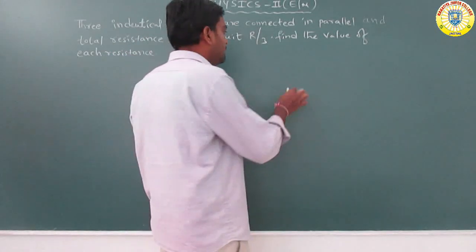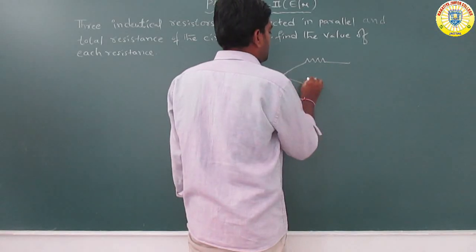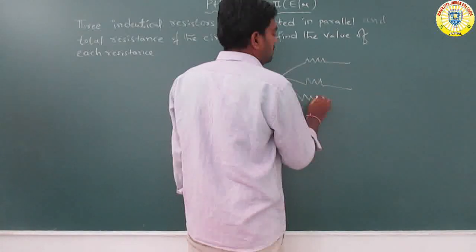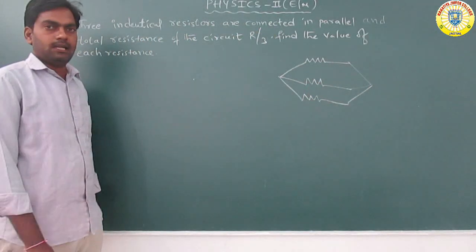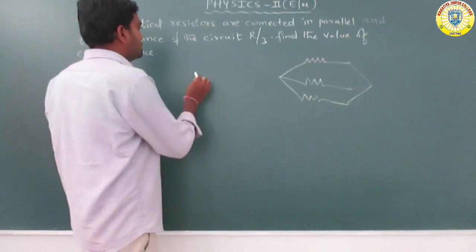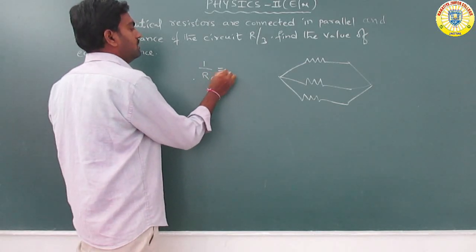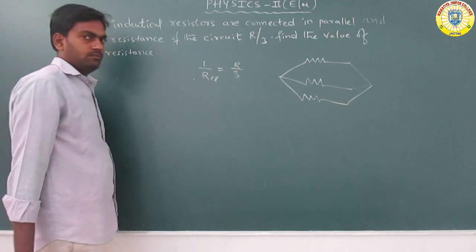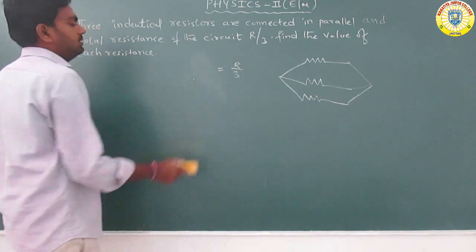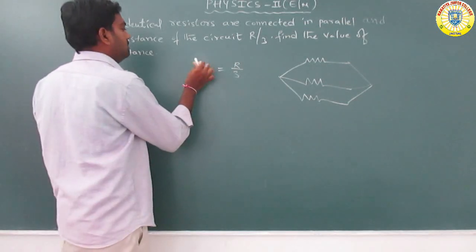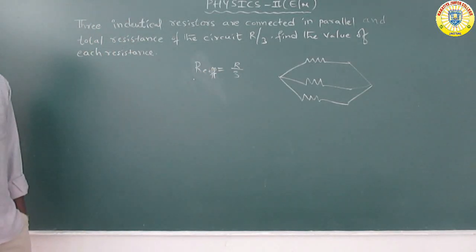Okay. So three resistors are taken in a parallel combination: this one resistor, here also a second resistor, and a third resistor. Three resistors are connected in parallel, so the effective resistance is taken. 1 by R effective is equal to, and R effective is given as R by 3 in the parallel combination.